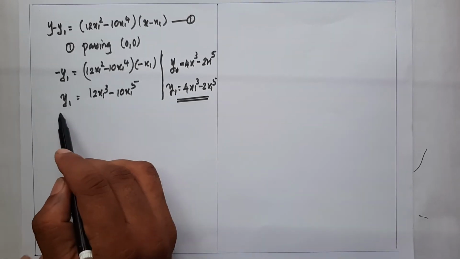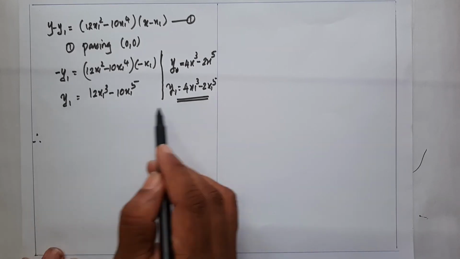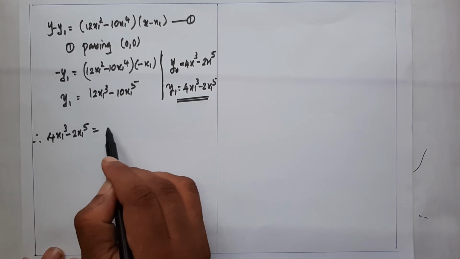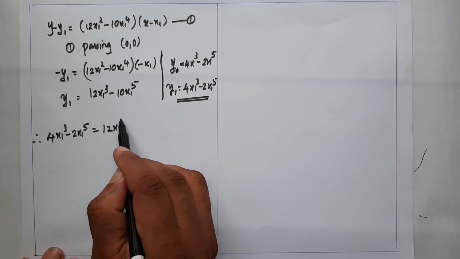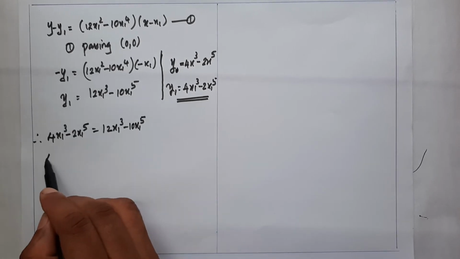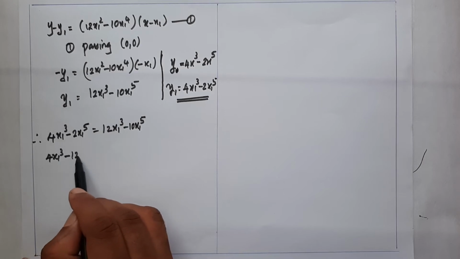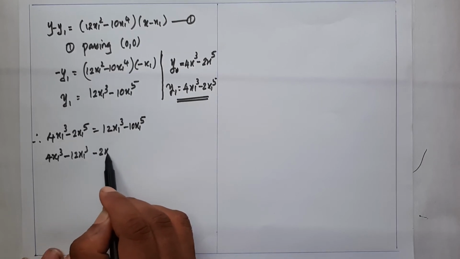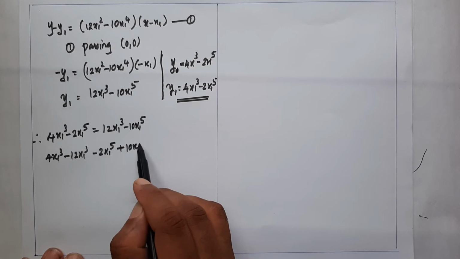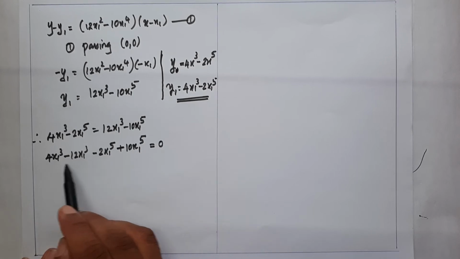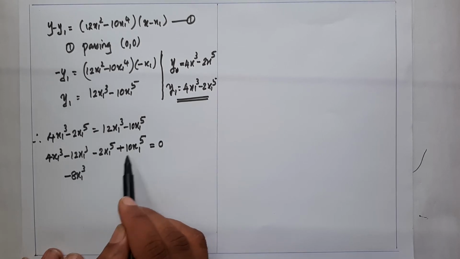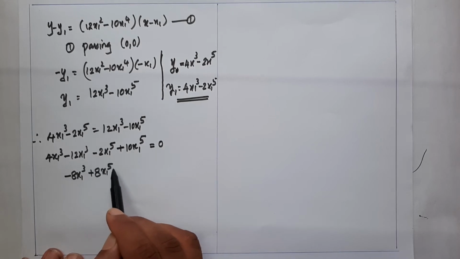Now we substitute y1 into the equation. y1 is 4x1 cube minus 2x1 raised to 5, which is equal to 12x1 cube minus 10x1 raised to 5. Now we collect the terms on the left side: 4x1 cube minus 12x1 cube minus 2x1 raised to 5 plus 10x1 raised to 5 is equal to 0. Now adding these terms we get 4 minus 12 is minus 8x1 cube, and minus 2x1 raised to 5 plus 10x1 raised to 5 gives plus 8x1 raised to 5, equal to 0.